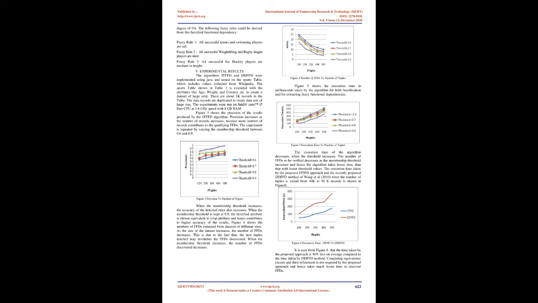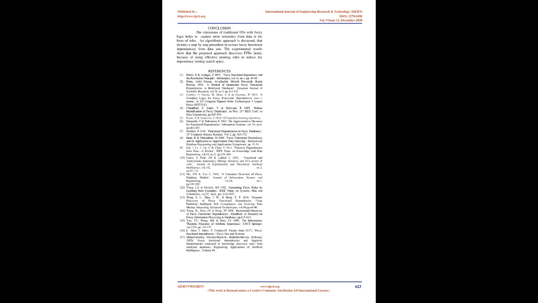Consider the relational table players and the projected relational table given in Table 2 and Table 3 respectively. Let us take the threshold equal to 0.6. The fuzzy attribute entropy and joint entropy of the attributes are computed using equation 1.1 and 1.2 respectively. The following fuzzy rules could be derived from this fuzzified functional dependency with a degree of 0.6. Fuzzy Rule 1: all successful tennis and swimming players are tall. Fuzzy Rule 2: all successful weightlifting and rugby league players are short. Fuzzy Rule 3: all successful ice hockey players are medium in height.